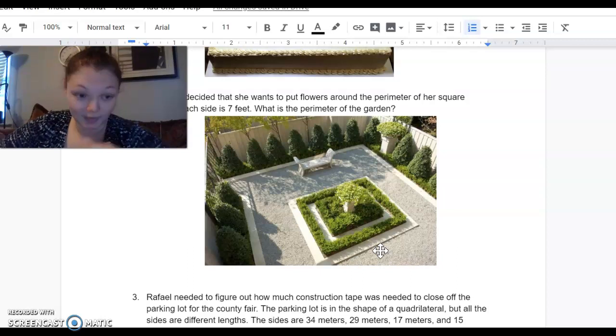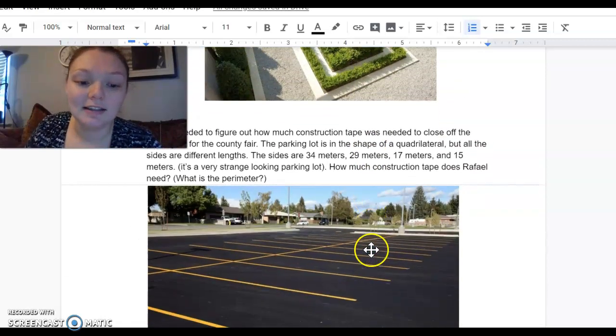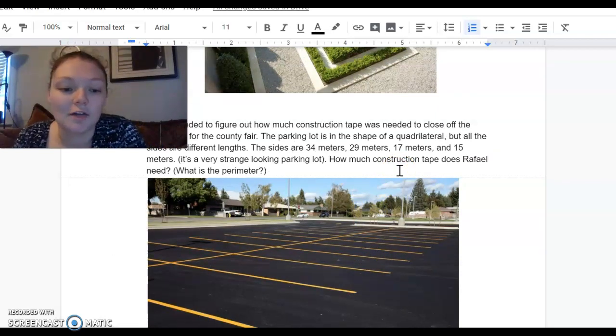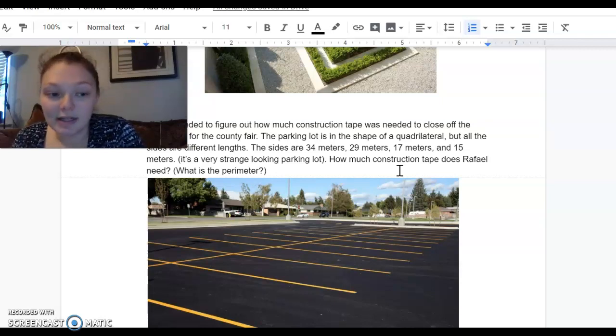I'm watching you. Alright, number 3 is: Raphael needed to figure out how much construction tape was needed to close off the parking lot for the county fair. So they need to close off the parking lot so that they could have the county fair. The parking lot is in the shape of a quadrilateral, but all the sides are different lengths. The sides are 34 meters, 29 meters, 17 meters, and 15 meters.